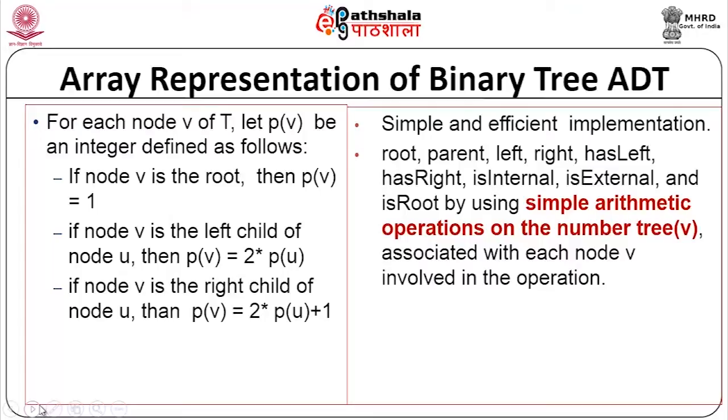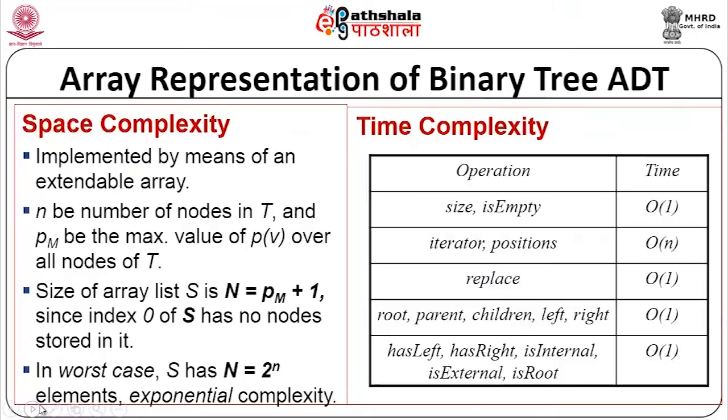right at 2 into I and 2 into I plus 1, not the power, 2 into I and 2 into I plus 1. So, the space complexity is implemented by means of an extendable array. N is the number of nodes in T, P of U is the max value of P of V over all nodes of T. The size of the array will be P of M plus 1, and since 0 to S has no nodes stored in it, in the worst case it will be 2 to the power n.